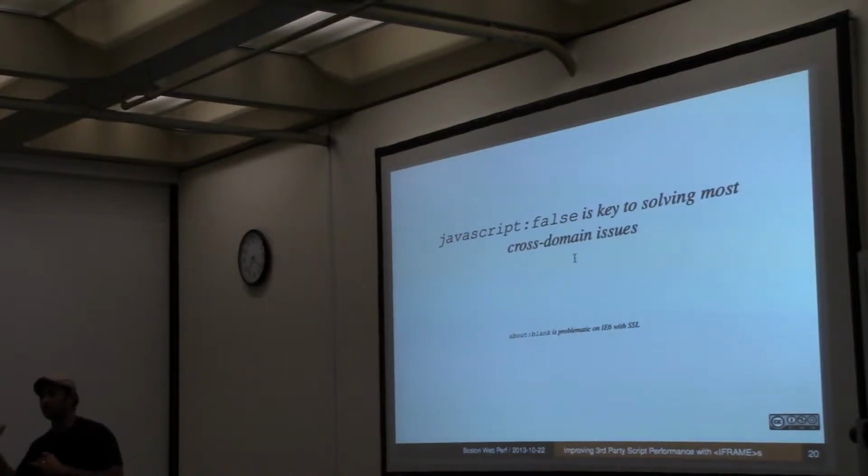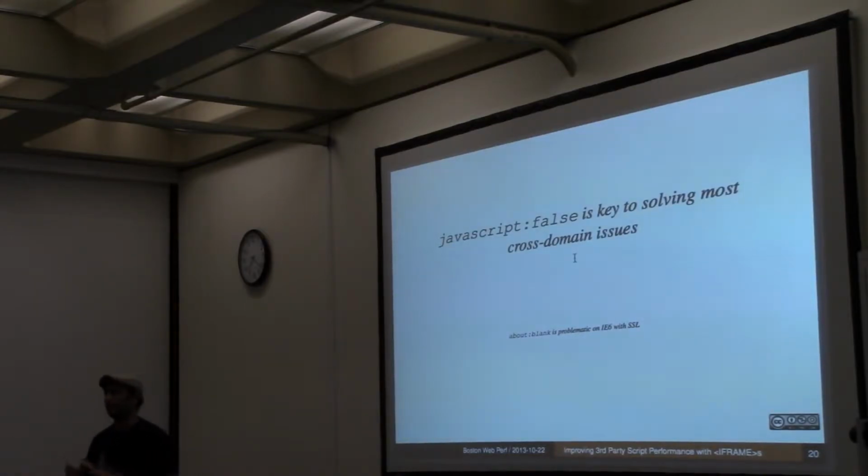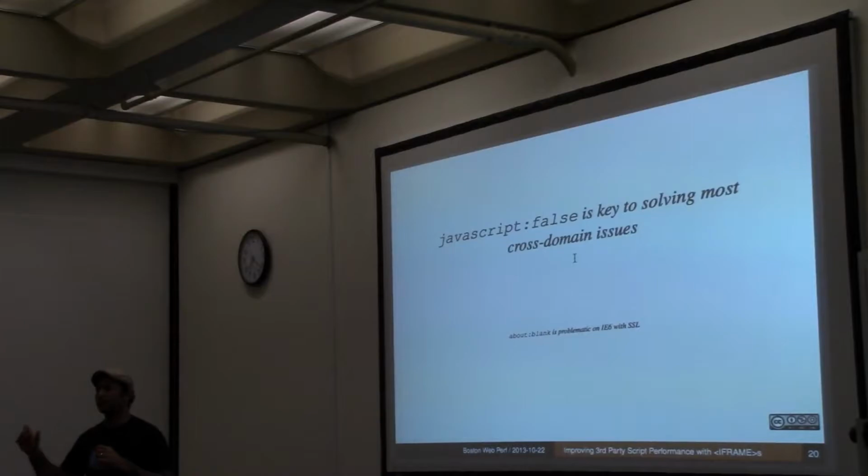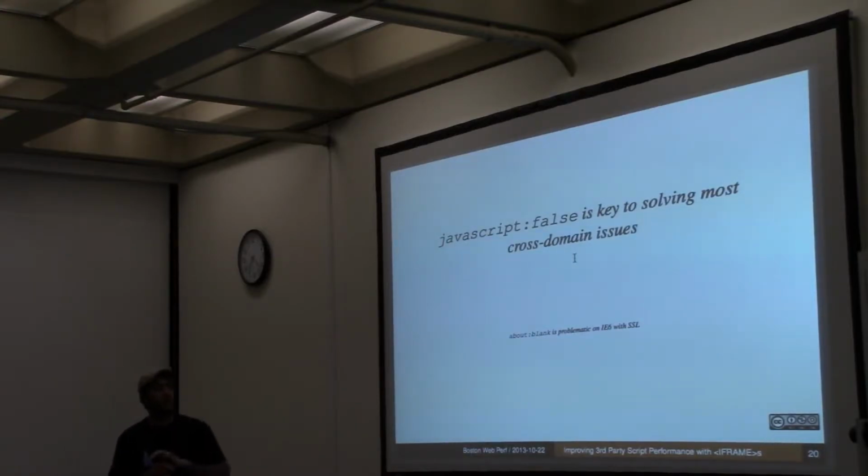So newer browsers, Chrome 24 and I guess all versions of Chrome actually will not. I don't know about which versions of Safari will not load. Yeah, there's also something like if you actually don't have a source attribute, it's different from having a source attribute that's empty. So essentially, have a source attribute and explicitly set it to something that you know what's going to happen. So JavaScript false is the key to solving most cross-domain issues.